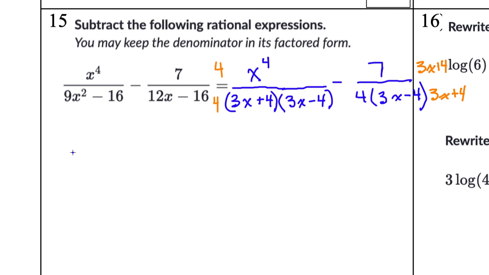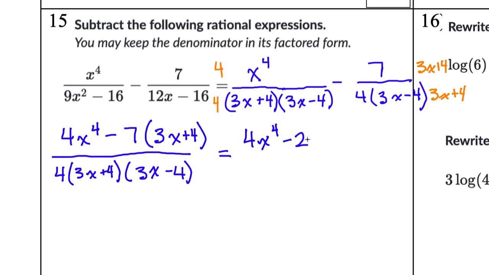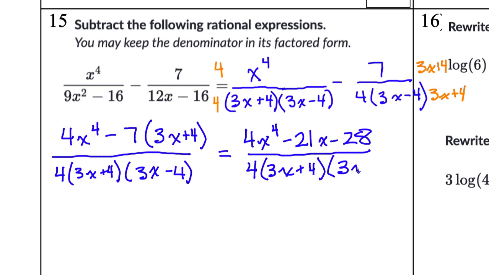Leave it factored, which means I now have 4x to the power 4 minus 7 times the quantity of 3x plus 4. And the denominator is all of this stuff, 4 times 3x plus 4 times 3x minus 4. I'm almost done. I just need to distribute that negative 7 and call it good. I'm allowed to subtract because I have like denominators. That's why I wrote it all over one fraction. And now my final answer, 4x to the power 4 minus 21x minus 28, all of this divided by that same denominator, 4 times the quantity of 3x plus 4 times the quantity of 3x minus 4.